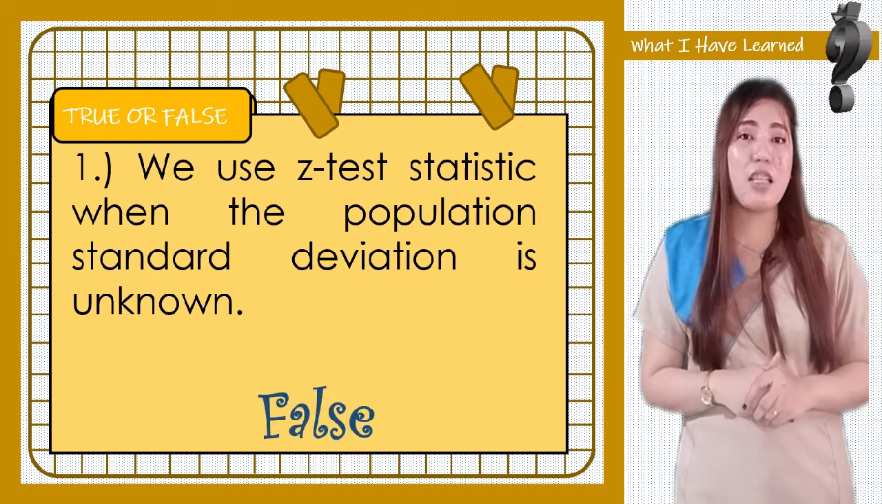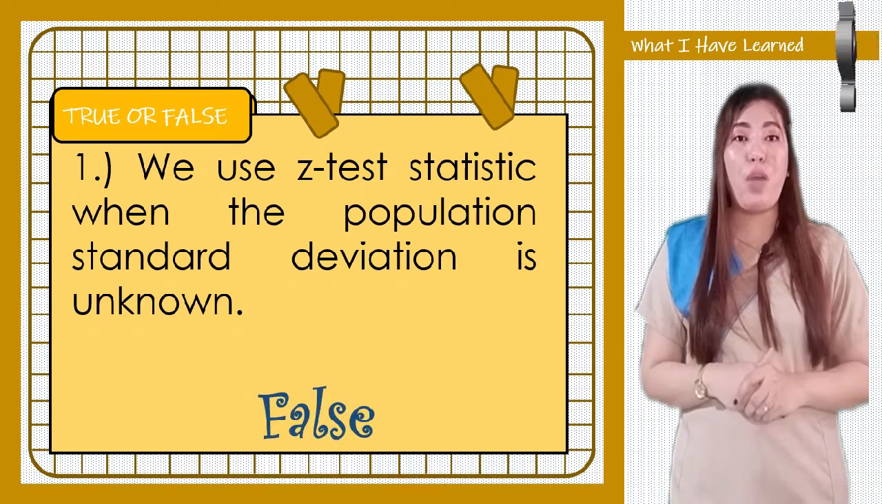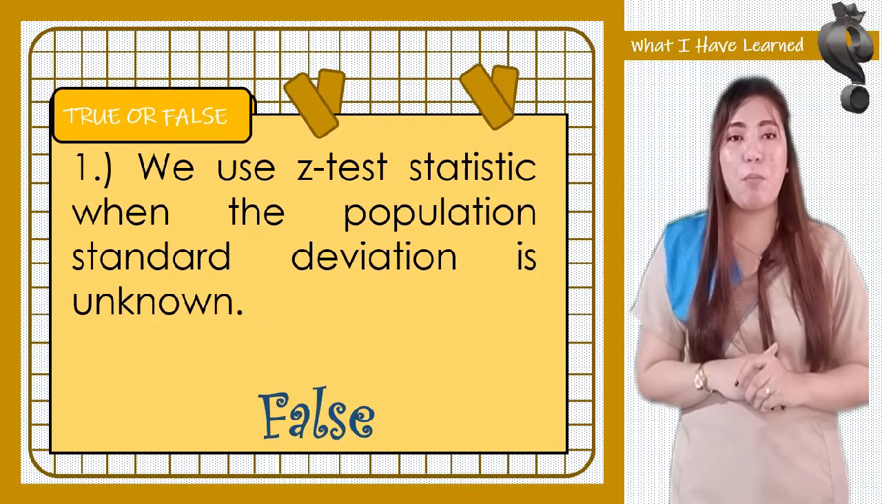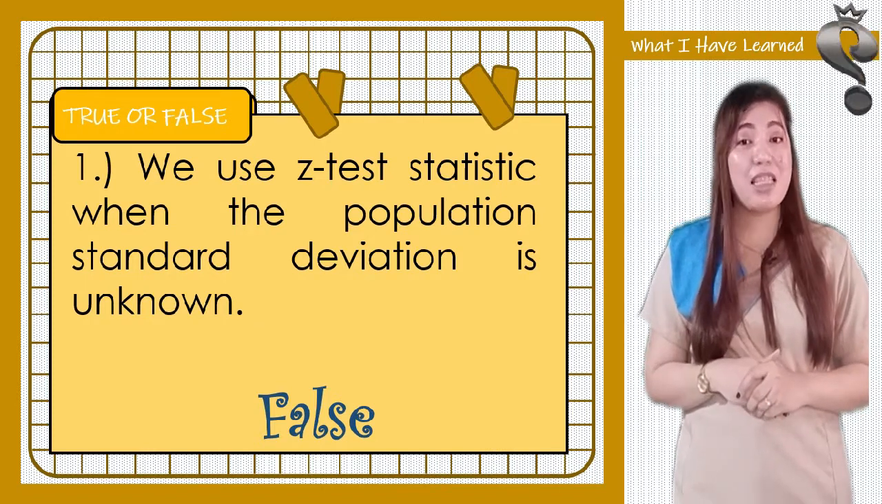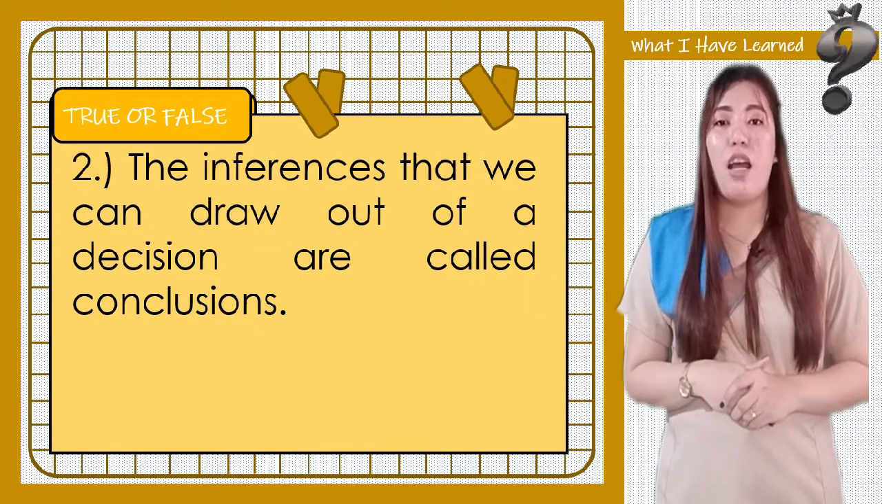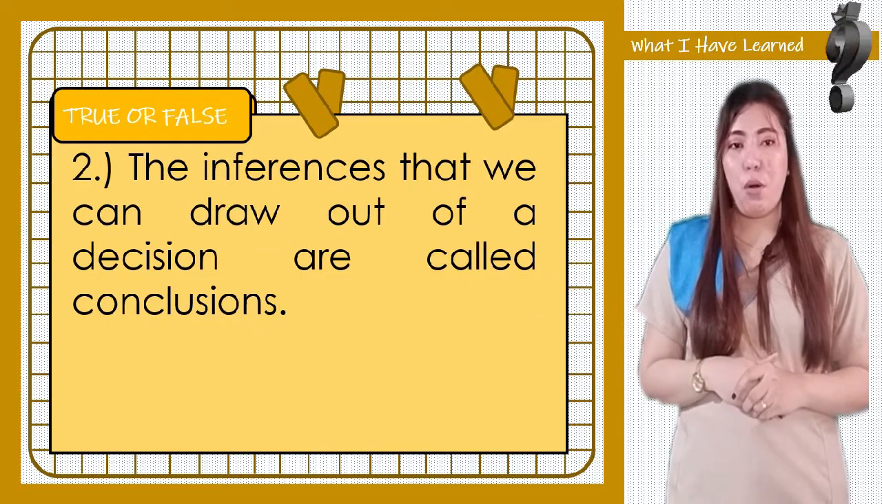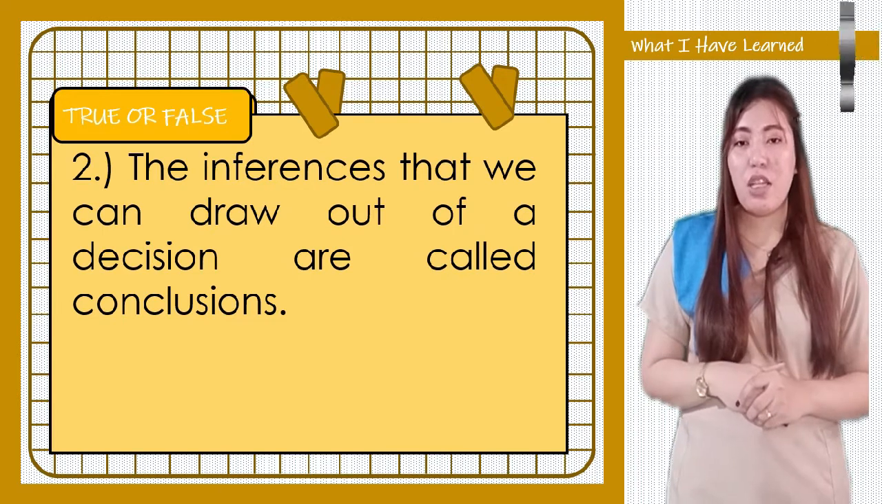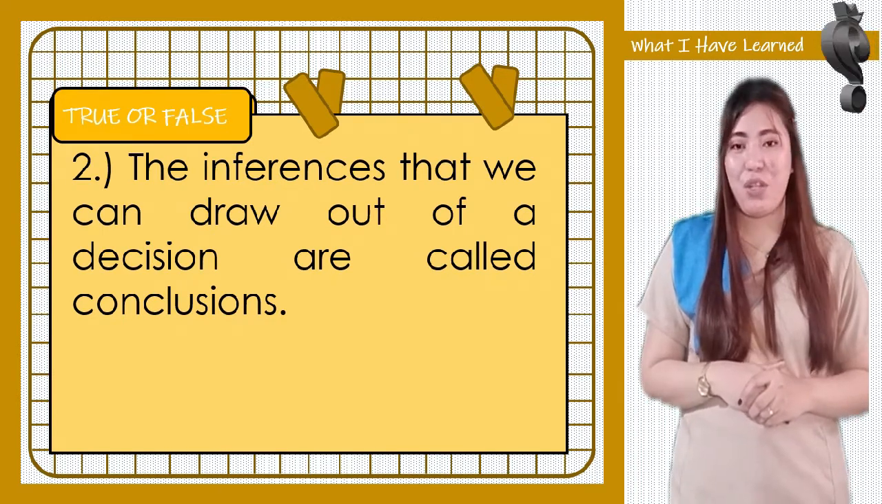Correct. The statement is false. We use z-test when the population standard deviation is known. Second statement. The inferences that we can draw out of a decision are called conclusions.